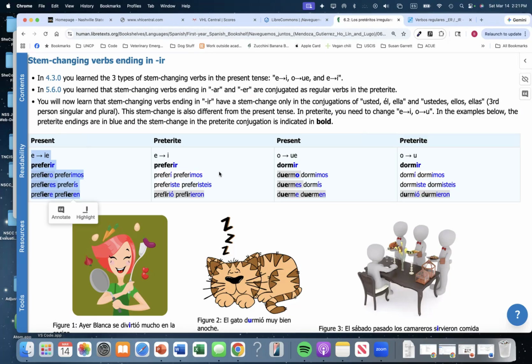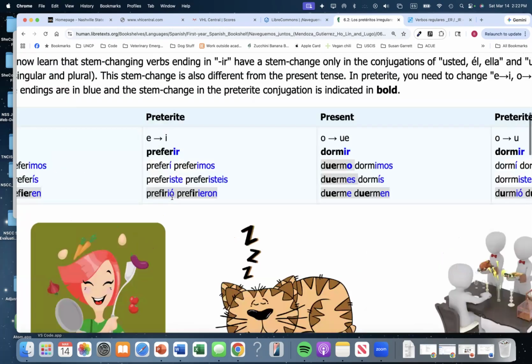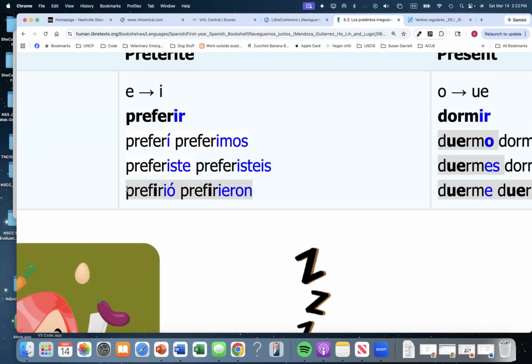Now, how is the preterite? It's a little bit different. The stem change is from E to I, and it only happens in the él, ella, usted, and ellos, ellas, ustedes form. Let's take a look. So yo preferí, no stem change here. Tú preferiste, no stem change here. But look at what happens right here. Él, ella, usted prefirió. Ellos, ellas, ustedes prefirieron.